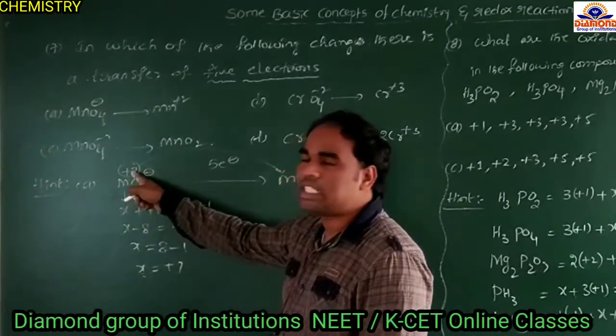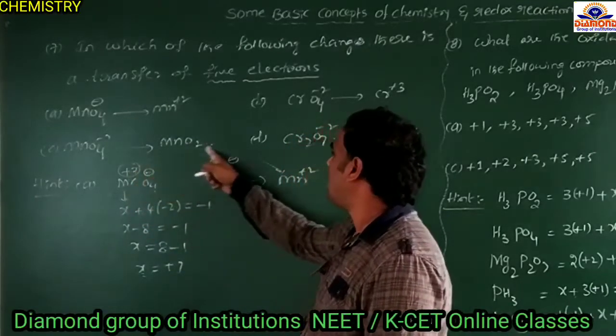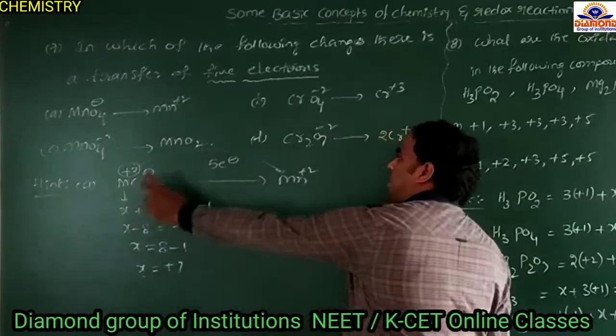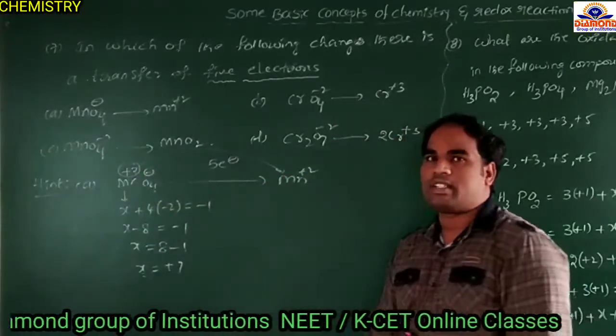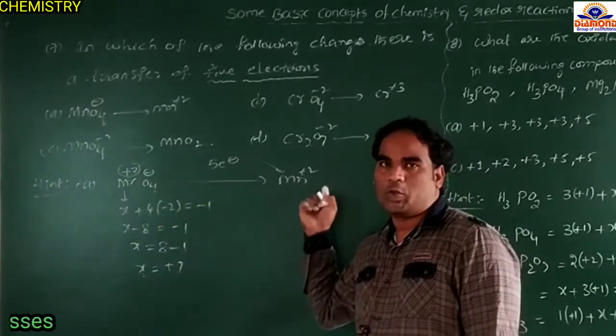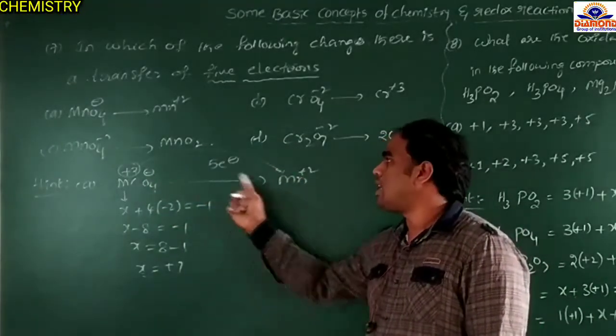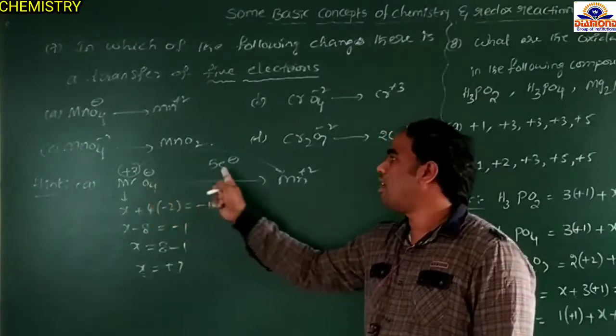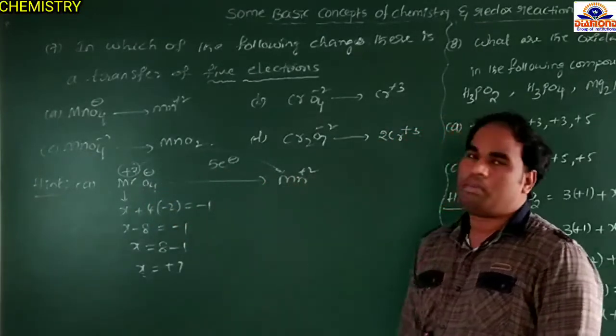Therefore, here manganese oxidation number +7 converts to +2, which means a 5 electron difference. So here manganese +7 and +2 means this is the reduction. In this reduction, manganese +7 gains 5 electrons and converts to +2.